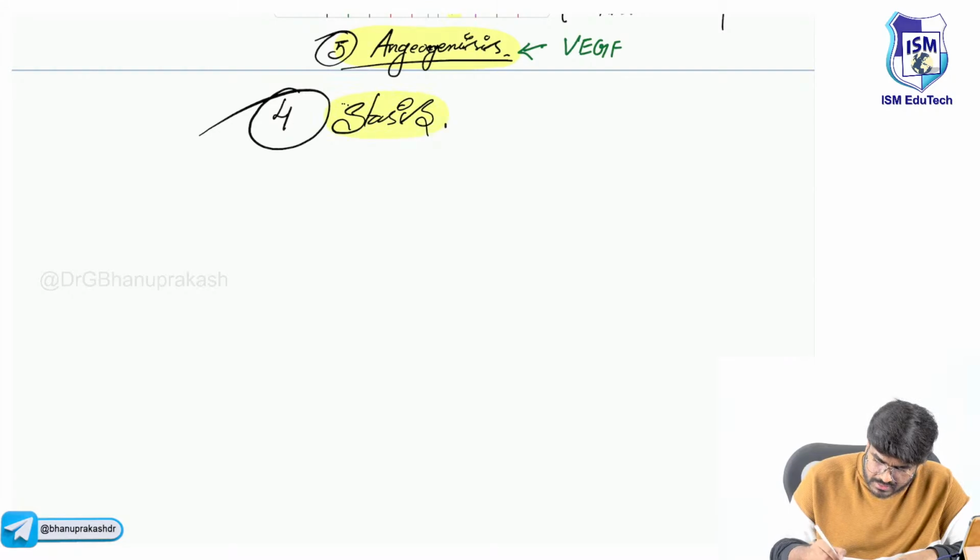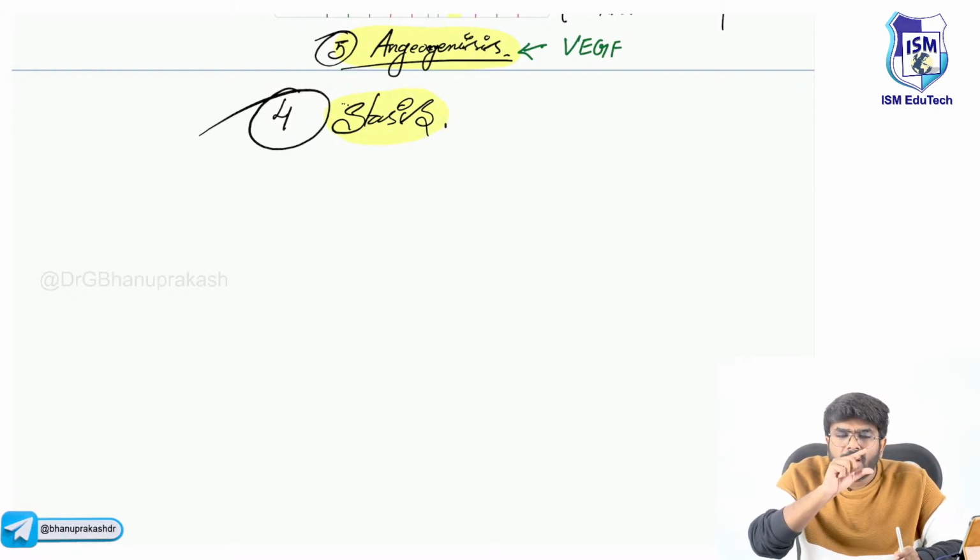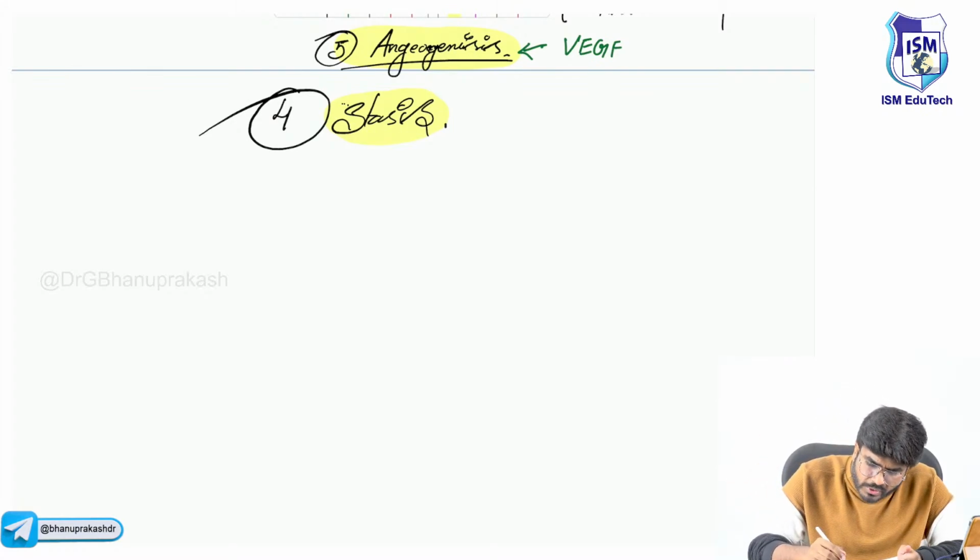So stasis will occur, sir. Stasis. What is stasis? Slow blood flow. Blood is going slowly. Okay, blood is going slowly. Why is blood going slowly?